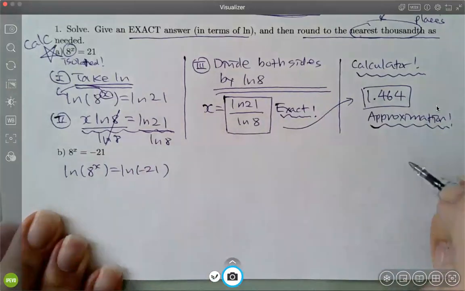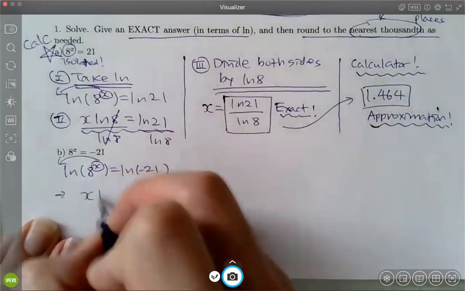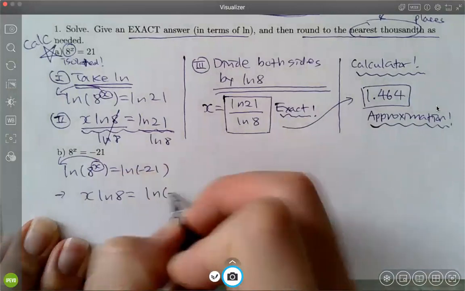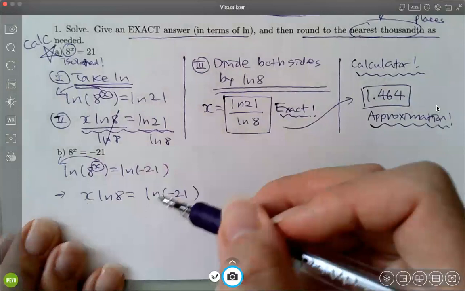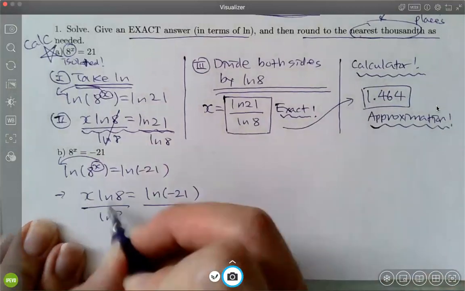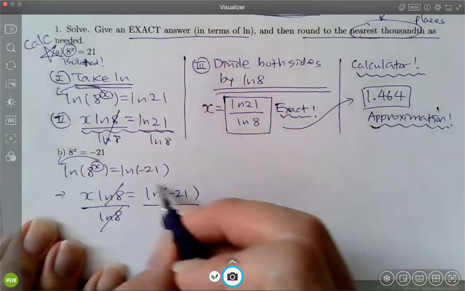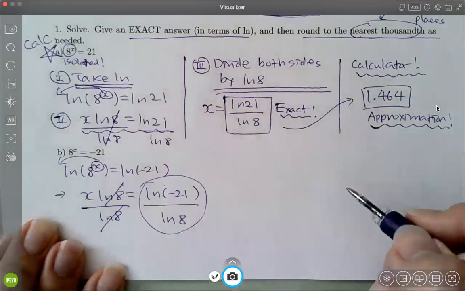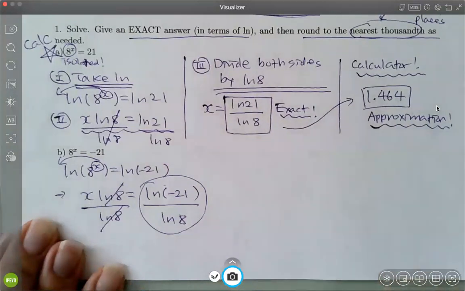And so we have ln 8 to the x equals ln negative 21. And then what do you do? Bring down the x. So you have x ln 8 equals ln negative 21. And then what did we do earlier? Divide by ln 8, right? So exact same thing. So x is equal to ln negative 21 over ln 8. So that's the exact answer, right?